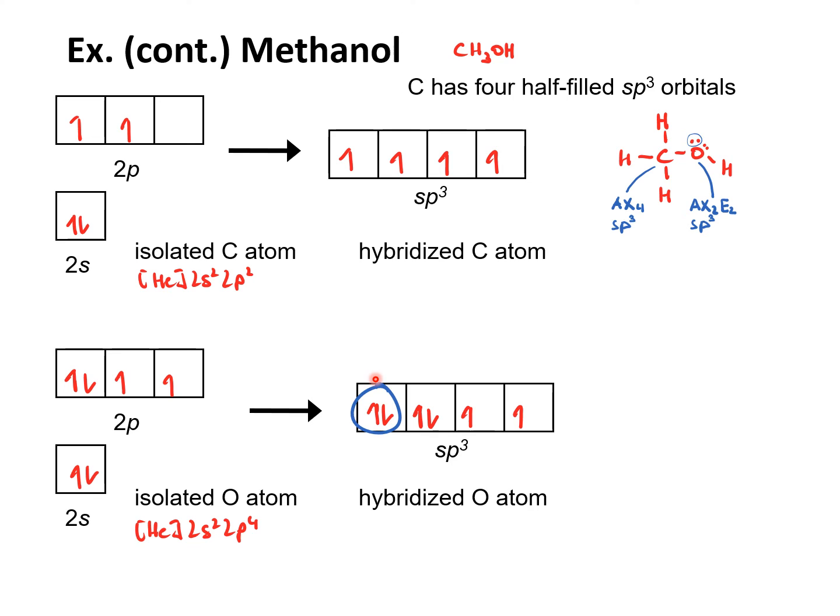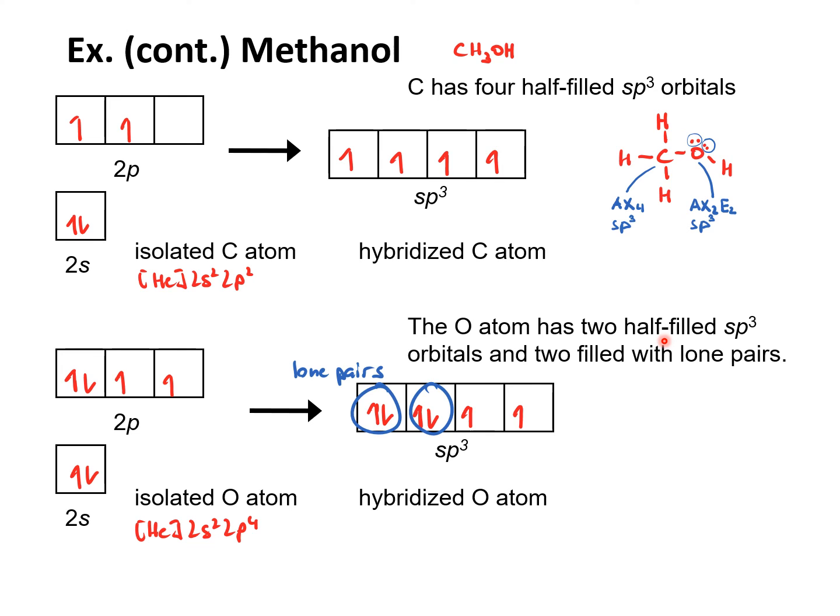So we can see that we have 2 pairs of non-bonding electrons, and this is where the non-bonding electrons occur, in 2 of the sp3 hybridized orbitals. So those are the lone pairs. And we see that oxygen has 2 half-filled sp3 hybridized orbitals, so these are the half-filled orbitals, and 2 filled orbitals, that are the lone pairs on oxygen.